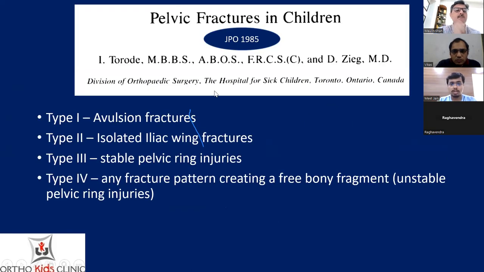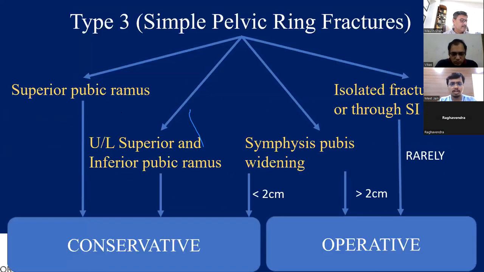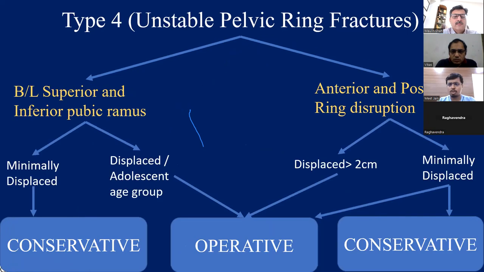The classification that is currently used is by Torode and Zieg, and this was their paper published in JPO 1985, where they describe 4 types of injuries: avulsion injuries, isolated iliac wing fractures, stable injuries, and type 4, unstable pelvic injuries. For type 1 and type 2, conservative management is what they suggest. For type 3, if there's a superior pubic ramus fracture, or a unilateral superior and inferior pubic ramus fracture, or symphysis pubic widening of less than 2 centimeters, like we have in this case, then we can conserve it. If it's more than 2 centimeters, or if the fracture is going through the SI joint, then operative management should be considered. Similarly, they also give a protocol for management of type 4 fractures, which does not concern us in the current case.